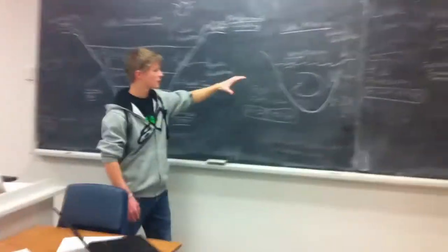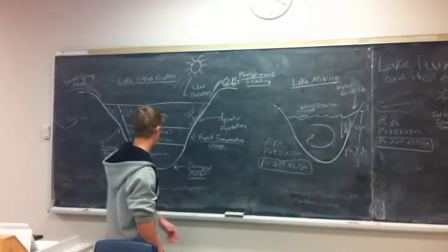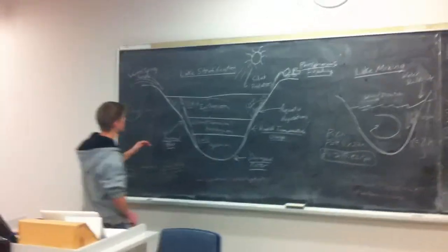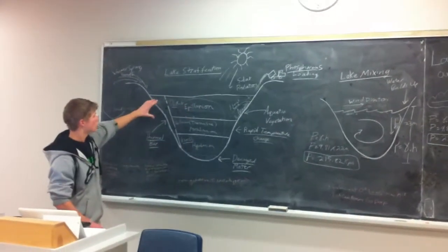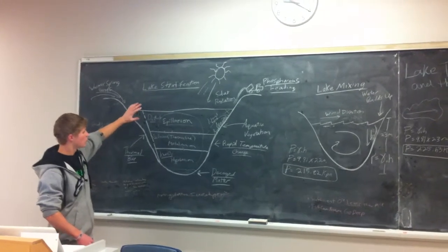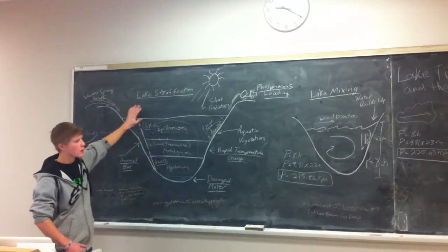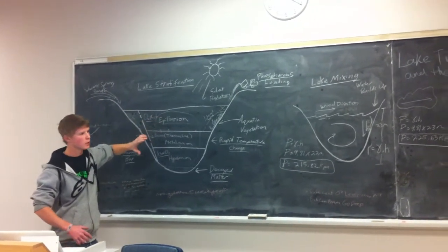So we're going to look at two basic concepts: stratification and lake mixing. I'm going to explain the terms, and then Chris is going to explain their effects on fish. So we've got lake stratification, which happens in the spring. In the spring, most of the lake, right when the ice comes off, is all a similar temperature. The water is pretty homogeneous.